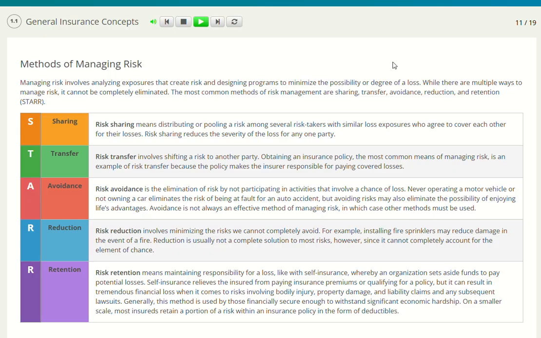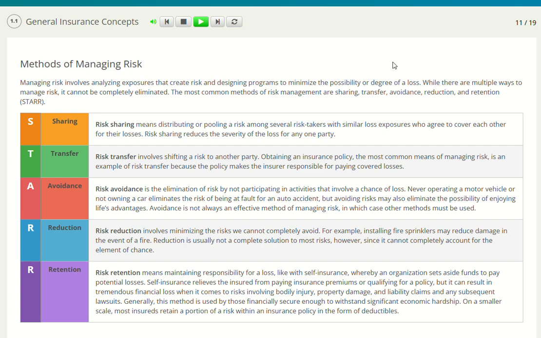Reduction. Risk reduction involves minimizing the risks we cannot completely avoid. For example, installing fire sprinklers may reduce damage in the event of a fire. Reduction is usually not a complete solution to most risks, however, since it cannot completely account for the element of chance.